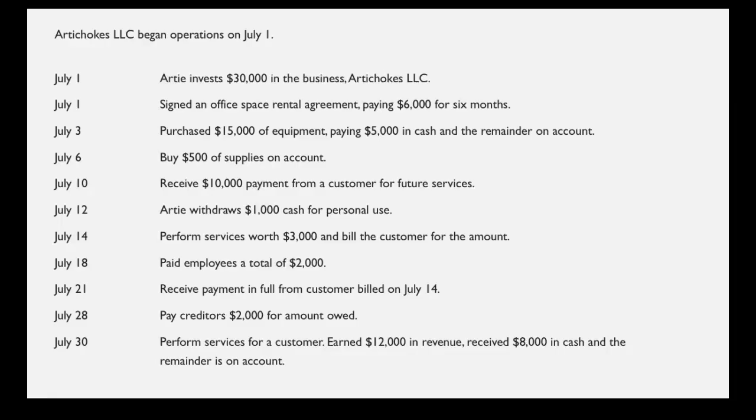So here's the problem that we're going to work through. I would recommend, if you're watching this video back, to take a screenshot of this or take a picture on your phone. That way you can have it there with you as we go through this problem. So Artichokes LLC began operations on July 1st. Then we have a list of transactions. So we can go through and we can journalize each one of these transactions.